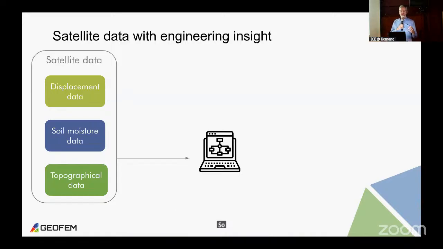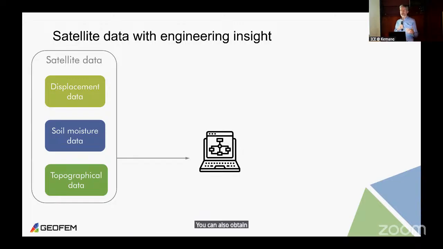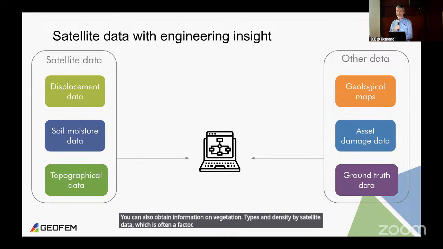So we take the satellite data of displacement and soil moisture content. You can also obtain topographical information by satellite, giving you information about slope heights, slope angles, aspects, and so on. You can also obtain information on vegetation types and density by satellite data, which is often a factor in geohazard susceptibility.